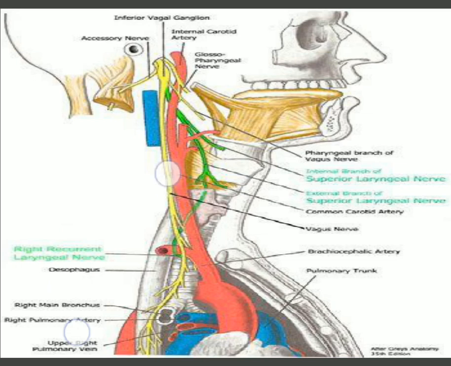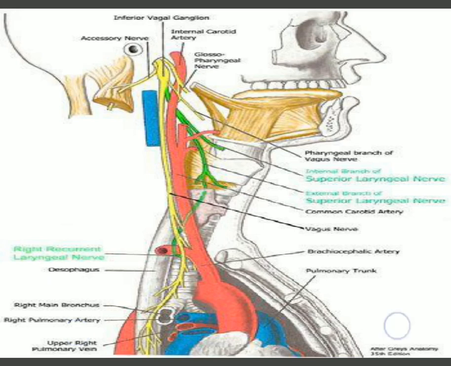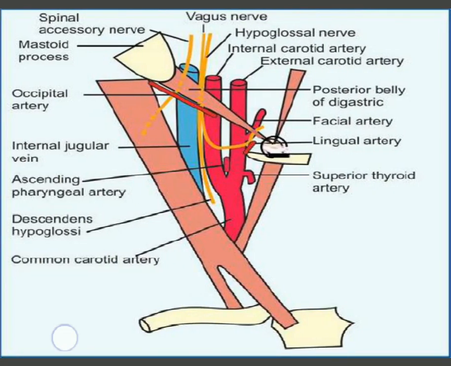The vagus nerve runs vertically downwards. It is coming downwards and it gives the superior laryngeal nerve, and that finally gives the external and the internal laryngeal nerves. Same you can see here in the figure as well.